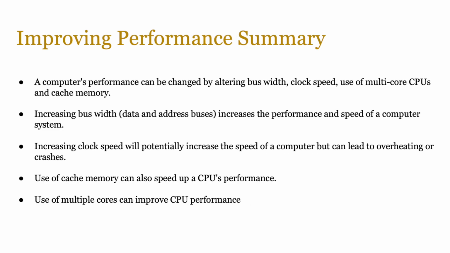So to summarize everything, a computer's performance can be changed by altering bus width, clock speed, the use of multi-core CPUs, and the use of cache memory. Increasing the bus width for both the data and address buses increases the performance and speed of a computer system. Increasing the clock speed will potentially increase the speed of a computer, but can lead to overheating or crashes. Use of cache memory can also speed up a CPU's performance, and so can the use of multiple cores. But both of these can also lead to some performance hits in certain scenarios.